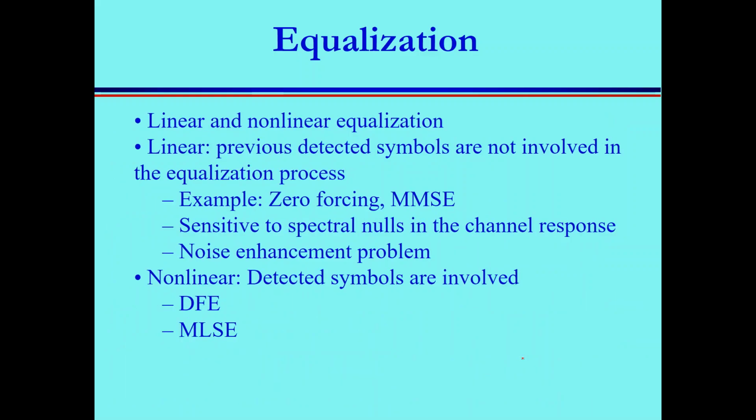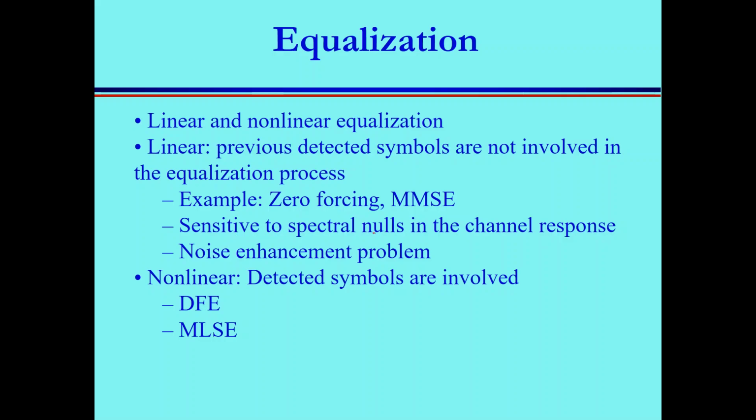Equalizers can be classified into two types, linear and non-linear. Linear means the system model of the equalizer follows a linear model. In linear equalizers, the previously detected symbols are not involved in the equalization process. So you detect instantly, and whatever you detected before, in the past, it's finished. You don't involve it in the detection of the coming symbols. Examples of these are zero forcing and minimum mean square error estimator.